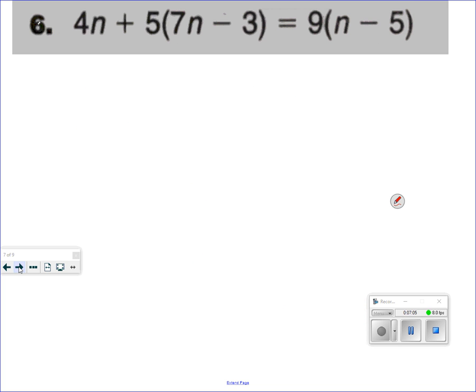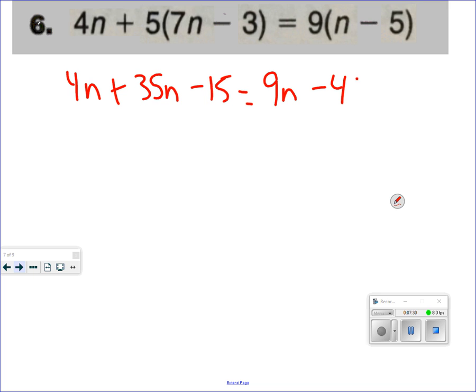Here's another one. 4n plus 5, and then in parentheses I have 7n minus 3, close parentheses, equals 9, then in parentheses n minus 5. So I'm going to write 4n plus 5 times 7n is 35n. 5 times negative 3 is negative 15, equals 9 times n is 9n. 9 times negative 5 is a negative 45.